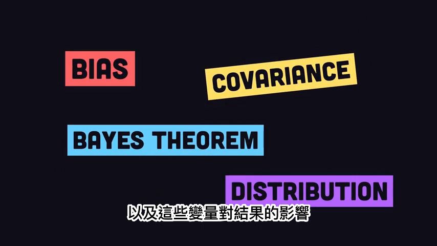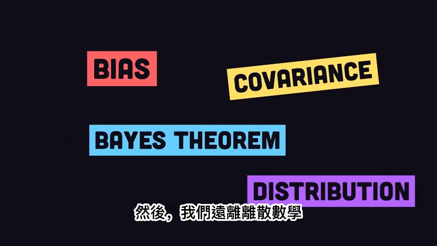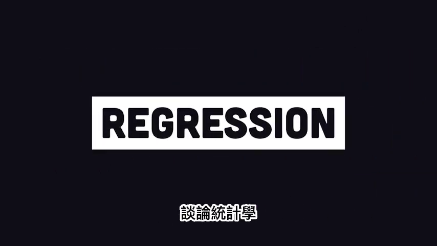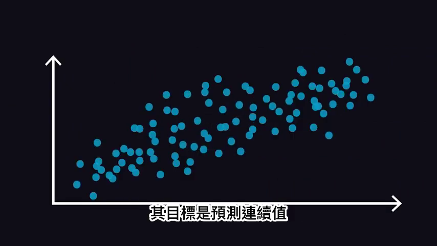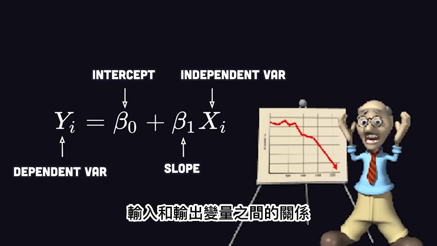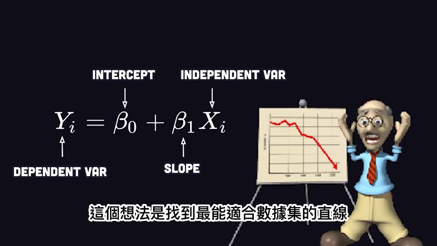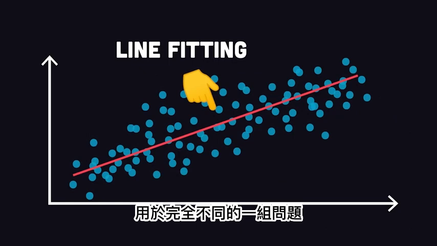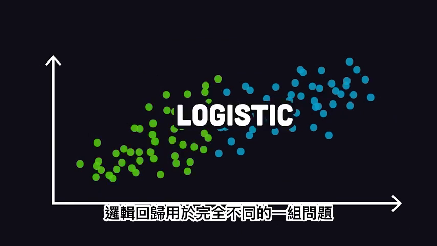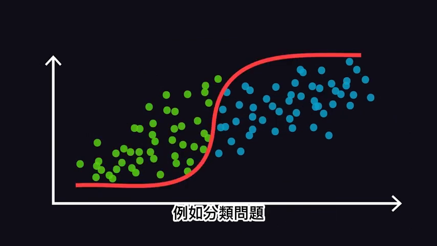There's a ton to learn beyond that, but what I found especially useful is the difference between linear regression and logistic regression. In a linear regression, the goal is to predict a continuous value, like the amount of money you'll lose after buying a stock. The relationship between the input and output variable is linear, and the idea is to find a line that best fits the dataset. However, logistic regression is used for an entirely different set of problems, like classification.